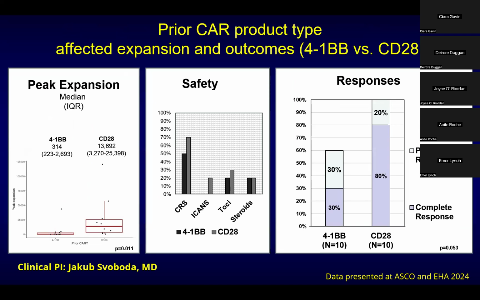But interestingly, what does affect response and peak expansion is the co-stimulatory domain that the patients have received in their prior CAR, with a higher response rate in patients who had previously received a CD28 CAR like Tecartus and Yescarta compared to a 4-1BB CAR. The safety is shown in the middle, the responses by CAR subtype are shown on the right-hand side.